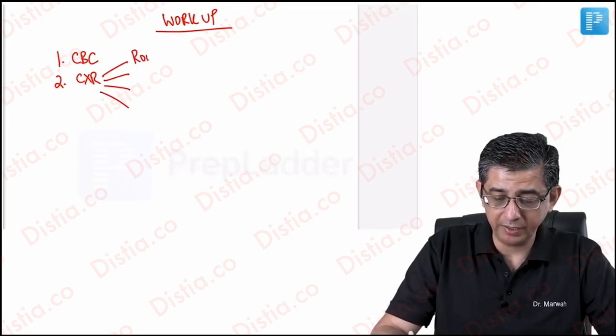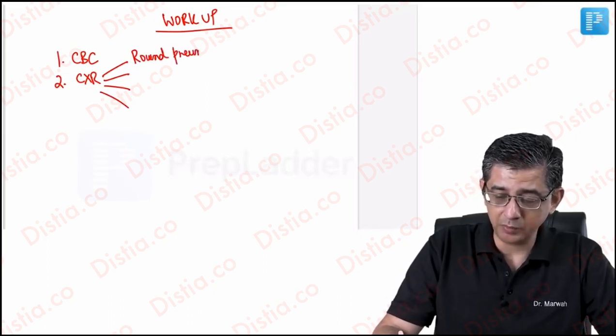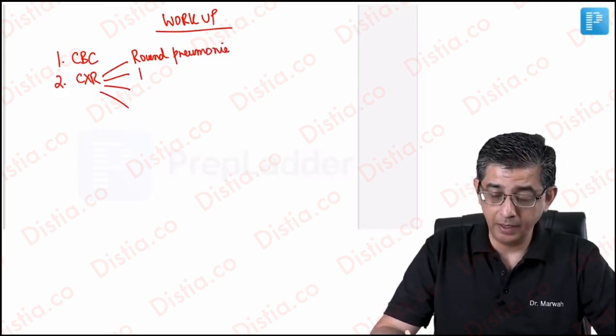I have already highlighted them in the starting of this discussion. It could be round pneumonia, a circumscribed shadow with a history of a few days, could be a pediatric case.